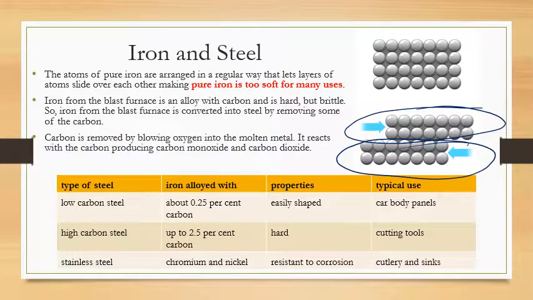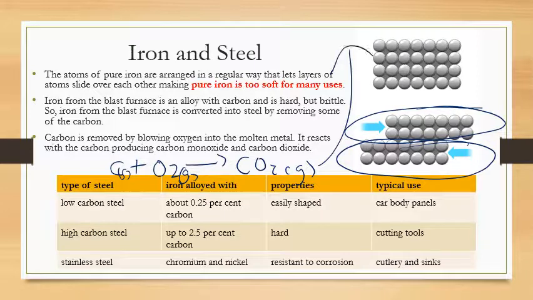So as said, the carbon is removed by blowing oxygen into the molten metal. The carbon reacts with the oxygen to form carbon dioxide. So you've just basically got carbon plus oxygen reacting to form carbon dioxide, which of course is a gas, and it can basically escape into the atmosphere.